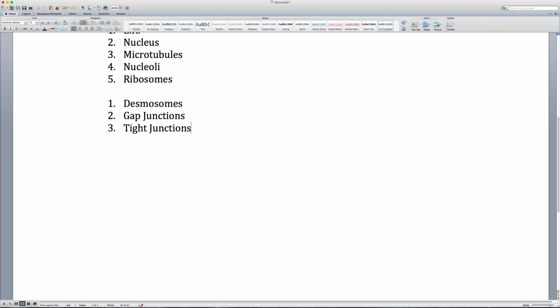Next question. Would you expect to see a lot of rough endoplasmic reticulum and Golgi apparatus in the beta cells of the pancreas? Next are essay questions. Explain what you would see in the extracellular and intracellular fluid compartments in a severely dehydrated individual.